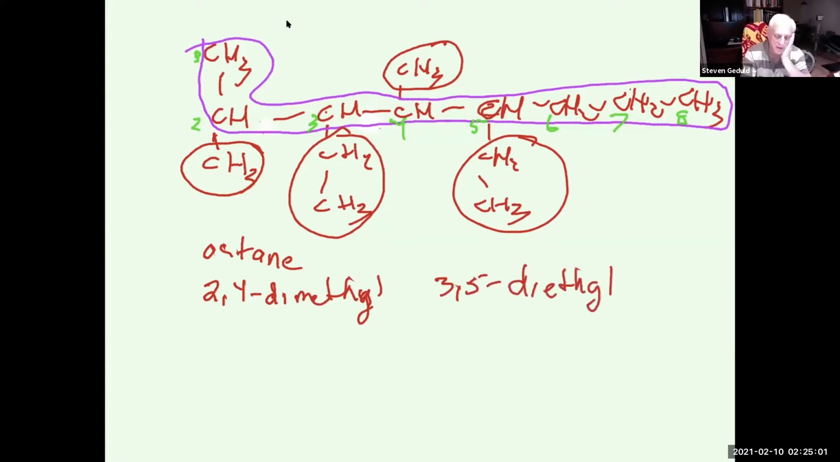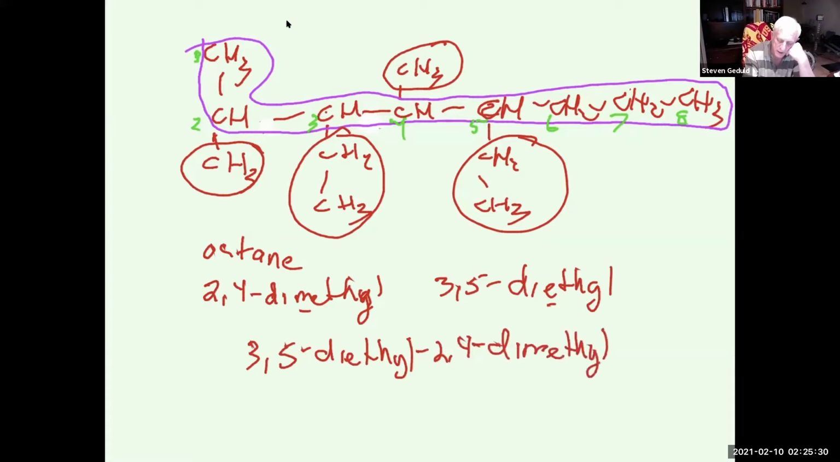Now we put that together. So you have three parts, now I put them together. Alphabetical order. The prefixes don't count, so the di's don't count. So this is methyl, this is ethyl. Ethyl comes first. So it's 3, 5, diethyl, 2, 4, dimethyl, and it's octane. That's the name of the compound.